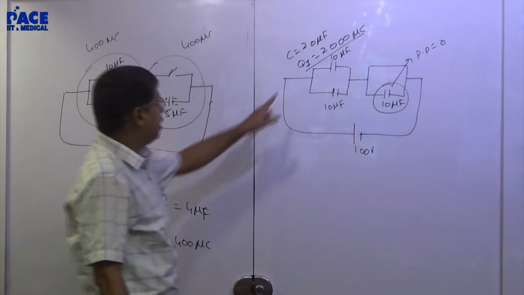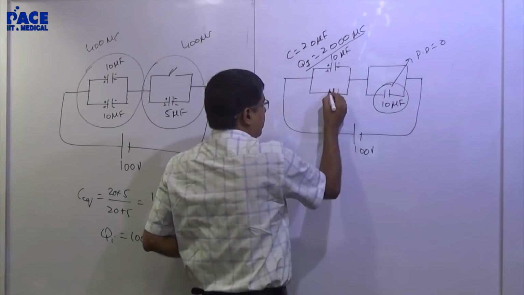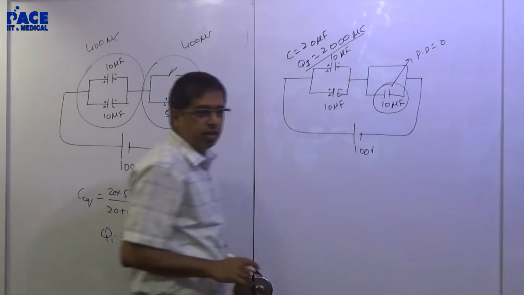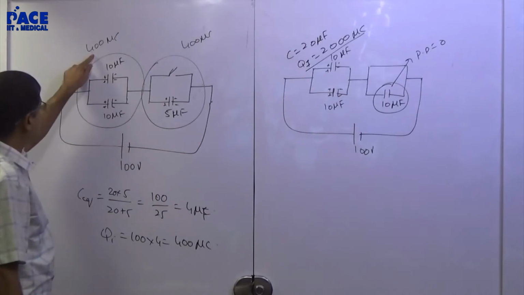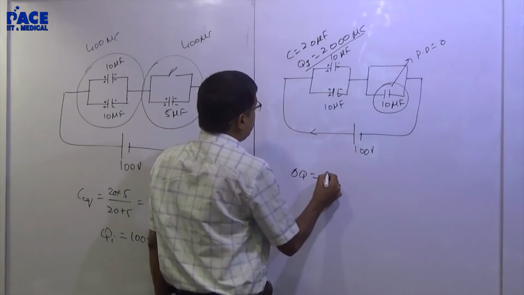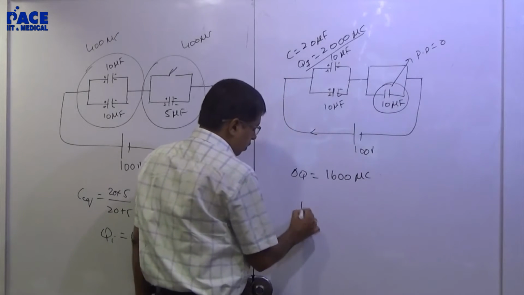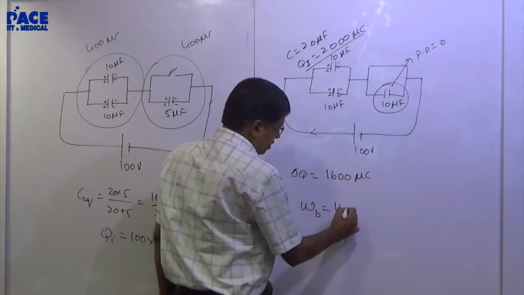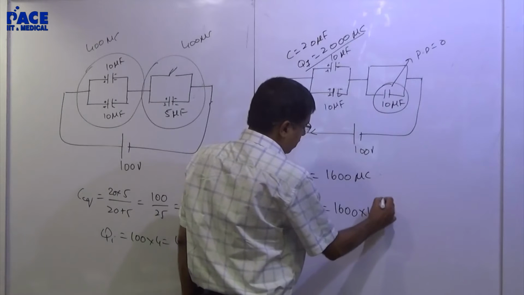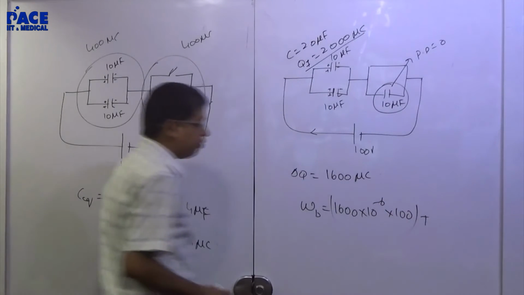Yes, sir. Q final will be 2000 microcoulombs of charge, shared equally by both, 1000 and 1000. Initially, both put together was 400. So delta Q will be 1600 microcoulombs. Work done by the battery is 1600 into 10 raised to minus 6 into 100. So that many joules of work.